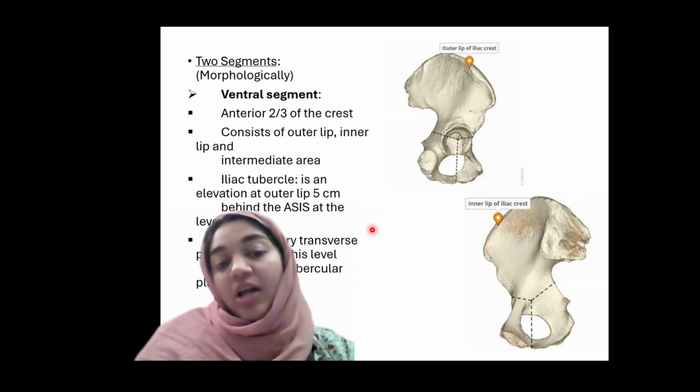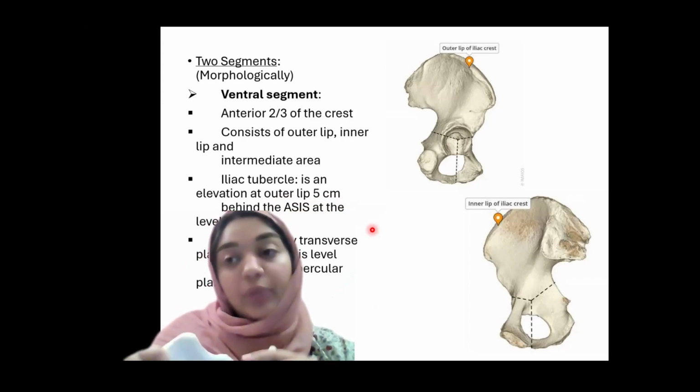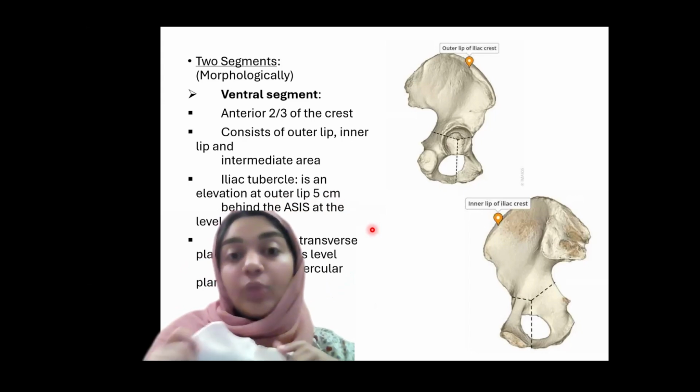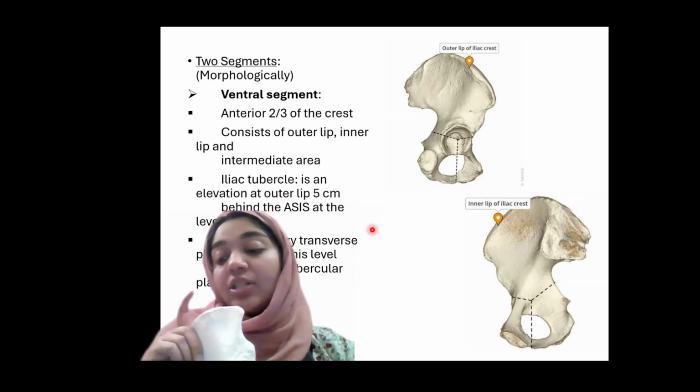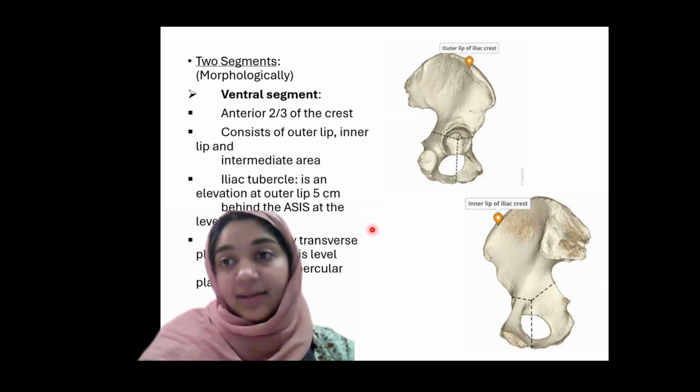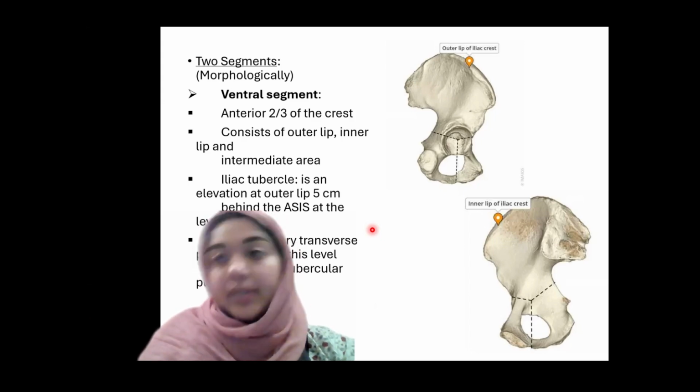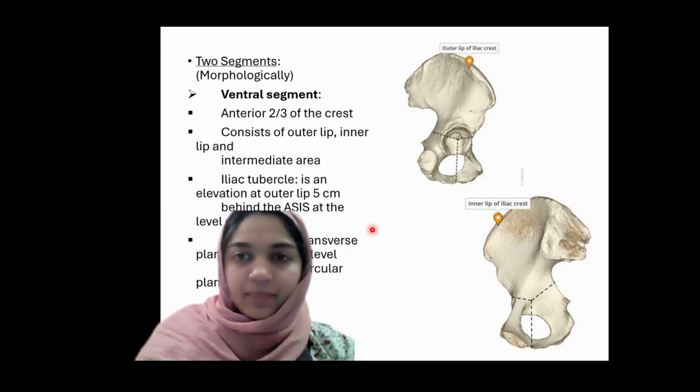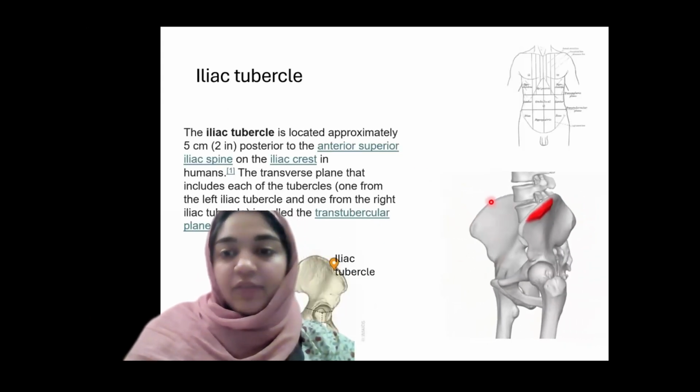Now, an imaginary transverse plane passes at this level, and this is called the intertubercular plane. Why is it called the intertubercular plane? Because if I draw an imaginary line from the right ilium's iliac tubercle to the left ilium's iliac tubercle, it will be called an intertubercular line. Then we have the iliac tubercle, which I've already explained.